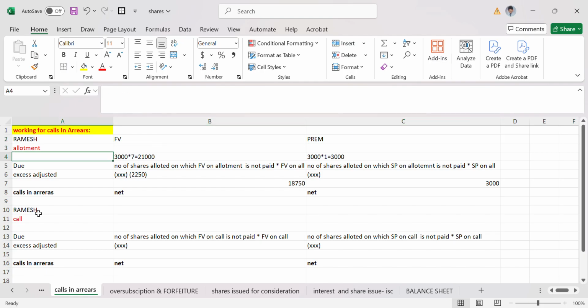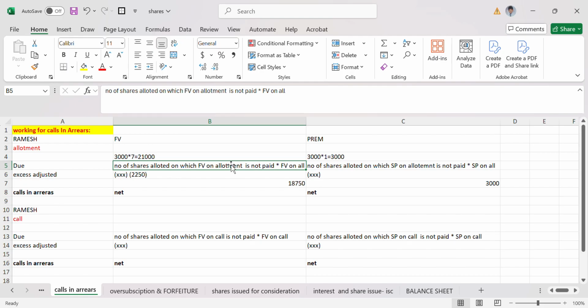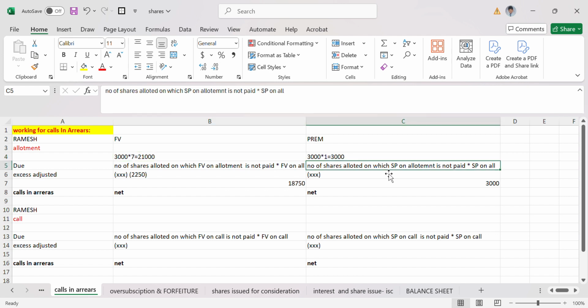So, I will see how many shares were allotted to Ramesh, and say suppose 3000 shares were allotted to Ramesh, and I will see how much is the face value on allotment. Say suppose face value on allotment was 7, so the total amount due on allotment from Ramesh is 21,000. Now I'll see how much is the premium money that is due from Ramesh. So on 3000 shares, say suppose premium on allotment is 1, so I'll multiply it with 1 and I'll get 3000.